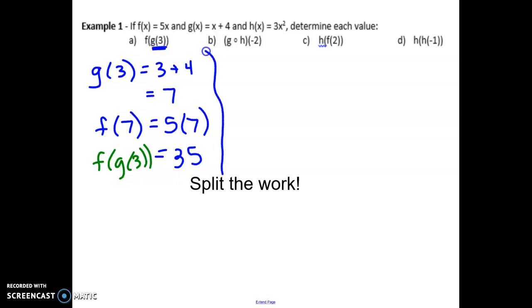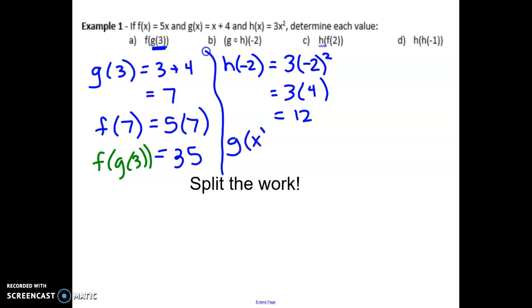Alright, so part B here, we have g of h of negative 2. So we're going to start by plugging negative 2 into h. So h is 3 times negative 2 squared. This is really 3 times 4, so 12. So h at negative 2 is 12. Now what do we do with the 12? Plug it in for g. Yeah, plug it in for g. So now we're going to evaluate g of 12. So g of 12 is 12 plus 4, so 16. So our answer for g of h of negative 2 is 16.